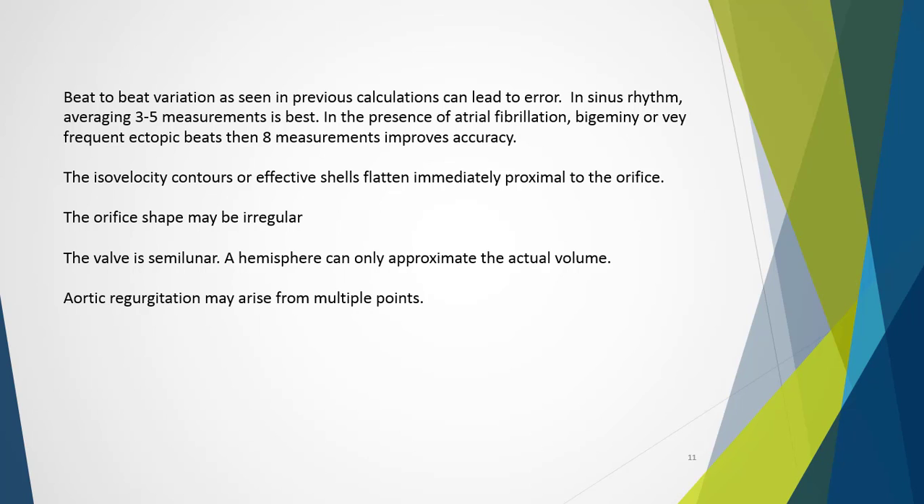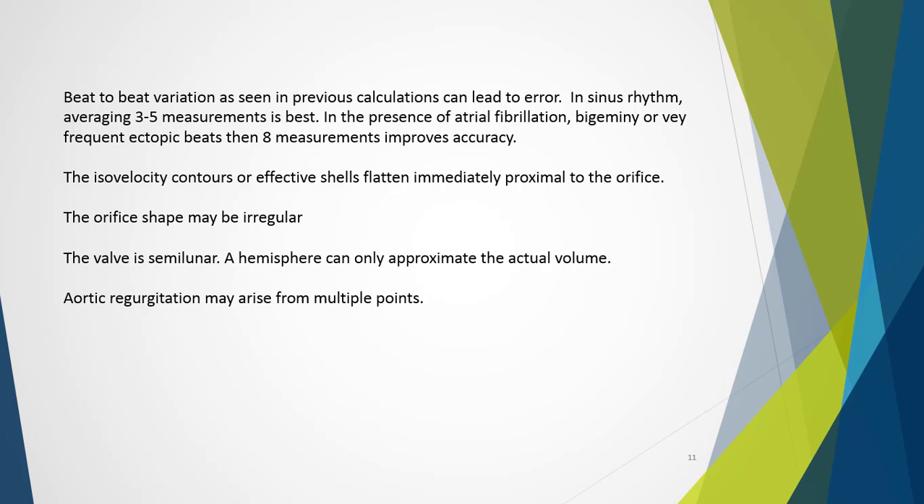Even in sinus rhythm, a sonographer who averages 3 to 5 measurements will deliver a much more desirable result than someone who does just one. In the presence of atrial fibrillation, bigeminy, or frequent ectopic beats, up to 8 measurements will deliver improved accuracy. There are also considerations for determining hemispheres.